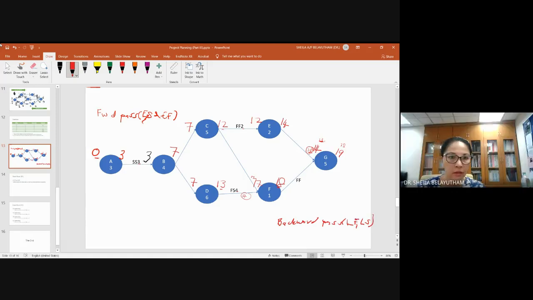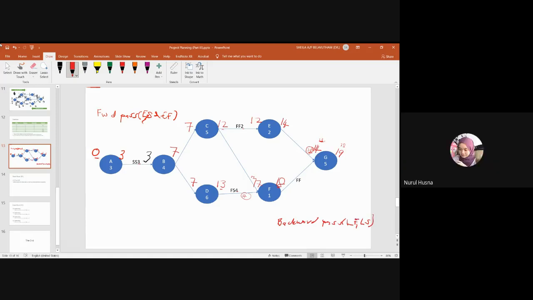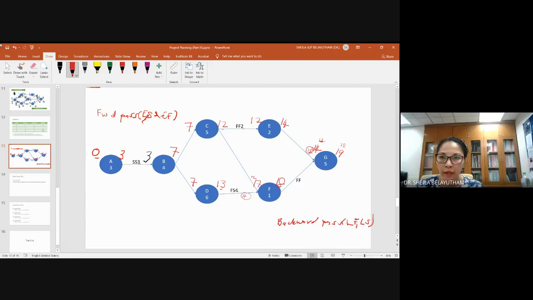Doctor, can you repeat the part on G earlier? Okay, so for activity G, how are we going to come up with the early start and early finish? You need to take into account both of these relationships. So do it one by one. The first relationship is finish to start. Activity E finish, activity G will start. So the early start for G will be 14. Put it small first because there is a junction like this.